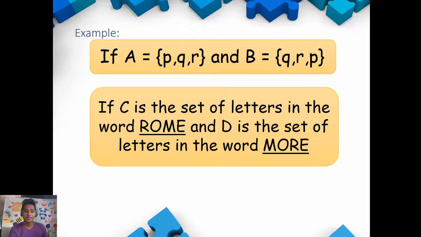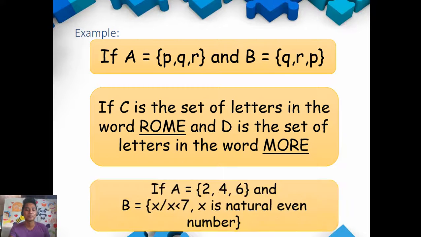Next, if C is the set of letters in the word Rome and D is the set of letters in the word more, are they equal sets? Is set C equal to set D? Yes. It's like the first example, set D just rearranged the word Rome, but they have the same number of elements, and then they have the same elements.